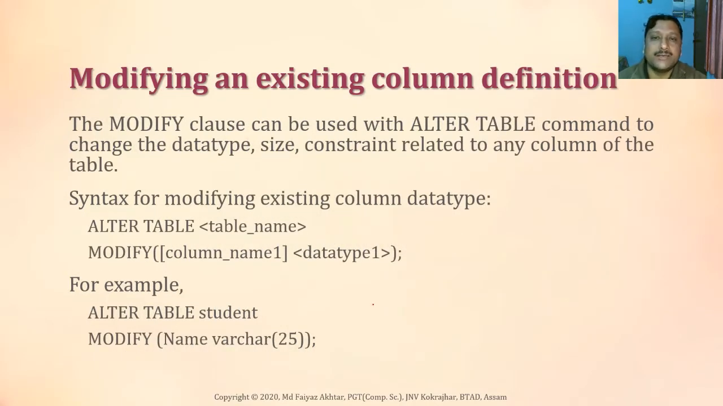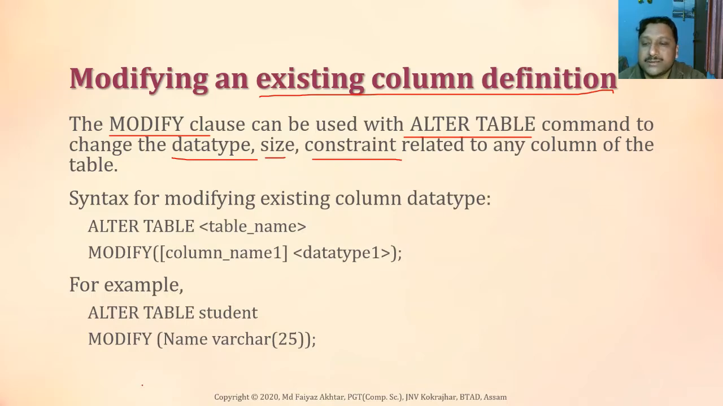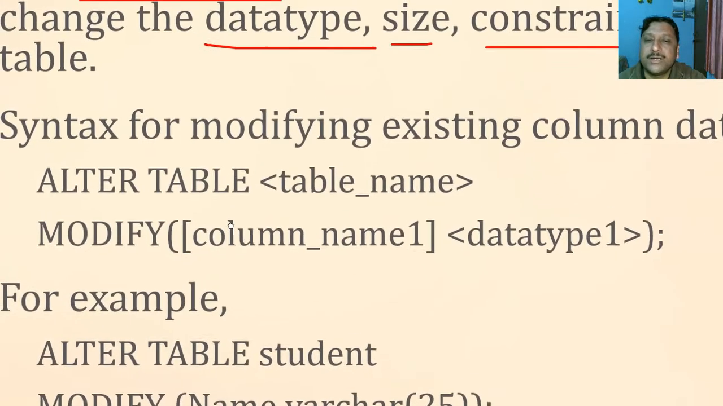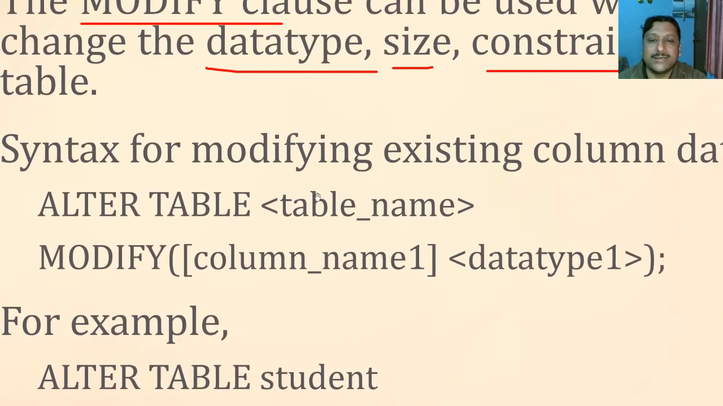Now, modifying an existing column definition. Definition means the data type or the size, or even constraints. There is a clause in the alter table command known as the modify clause, which can help us change the data type of a column, the size of a column, even the constraints of a column in a table. The syntax for the modify clause is: alter table, table name, then modify, column name, data type, and along with it constraints can be given.